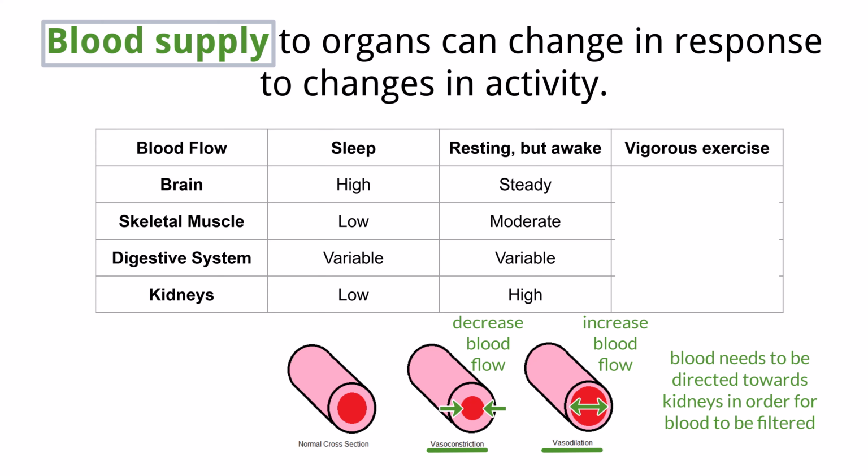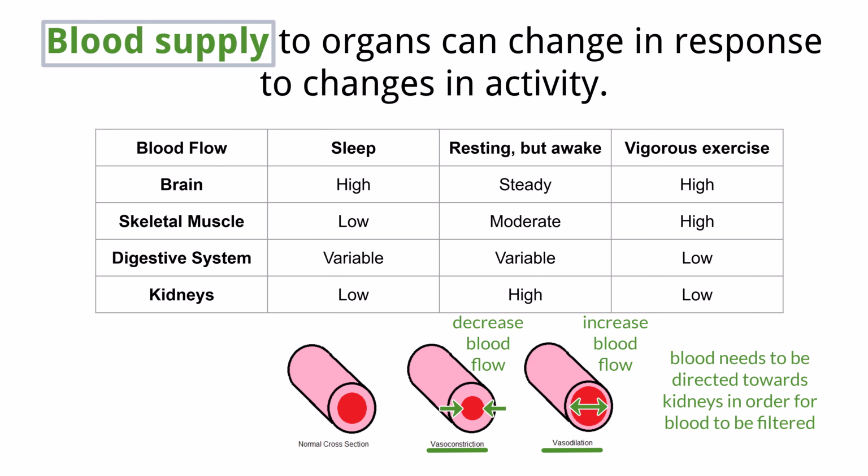And can you make any guesses about what will happen to blood flow during vigorous exercise? During intense physical activity, blood flow is redistributed to meet high metabolic demands of active muscles. Blood flow to the brain remains high. Blood flow to skeletal muscles is high to supply oxygen and nutrients and remove waste. The flow to the digestive system is low as blood is diverted away from digestion toward muscles.